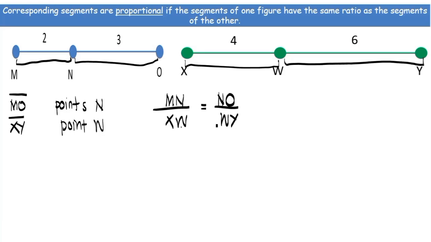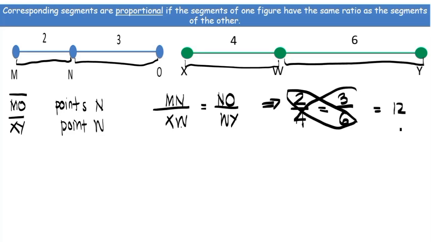So how can we prove that they are really proportional segments? So with this, let's give in their value. You have now MN is 2 and XW is 4 equals 3 over 6. Are they really proportional? Yes, because if you will check their cross product, it is 12 and 3 times 4 is also 12. Not 12 over 12, but both their cross multiplication products are equal to 12. So therefore, segment MO and XY are proportional segments.